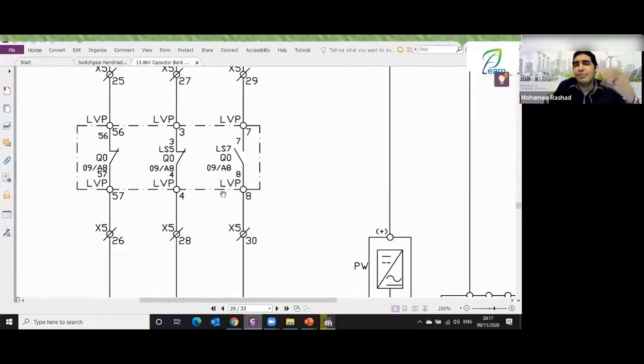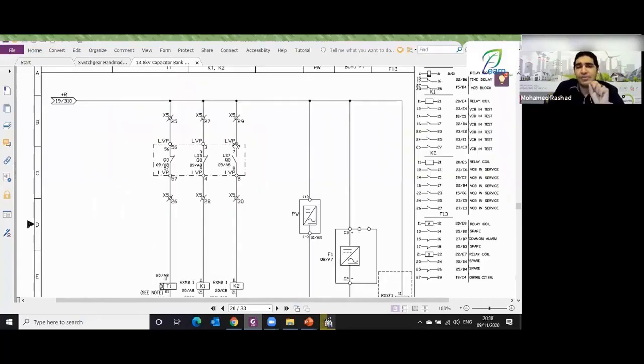So this is coming from the breaker, and this is the breaker. Its symbol is Q0. This is the symbol for the circuit breaker, and LVB is the low voltage block, indicating it's coming from something inside my panel. This is the low voltage block to avoid overload. Now you know the low voltage block. Q0 is the number of the breaker, and the name of the breaker.